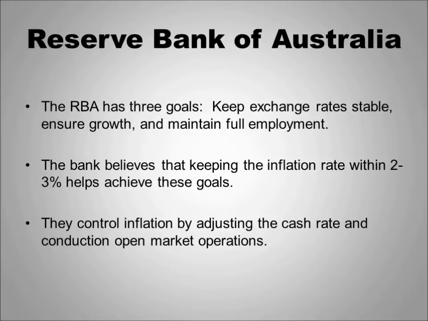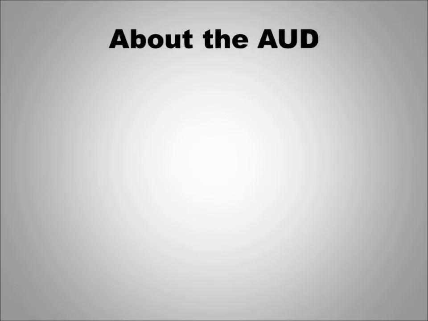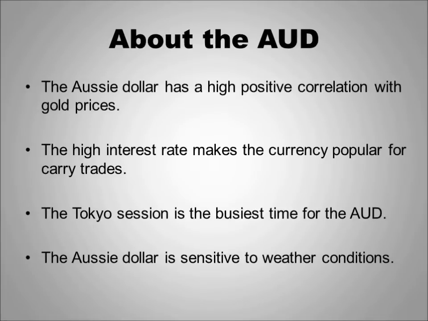Also, they control inflation by adjusting the cash rate and conducting open market operations. Now, let's talk about the Australian dollar. The Australian dollar has a high positive correlation with gold prices, as I mentioned in the previous video that I did on commodities. Now we understand fully why it's important to study commodity charts.